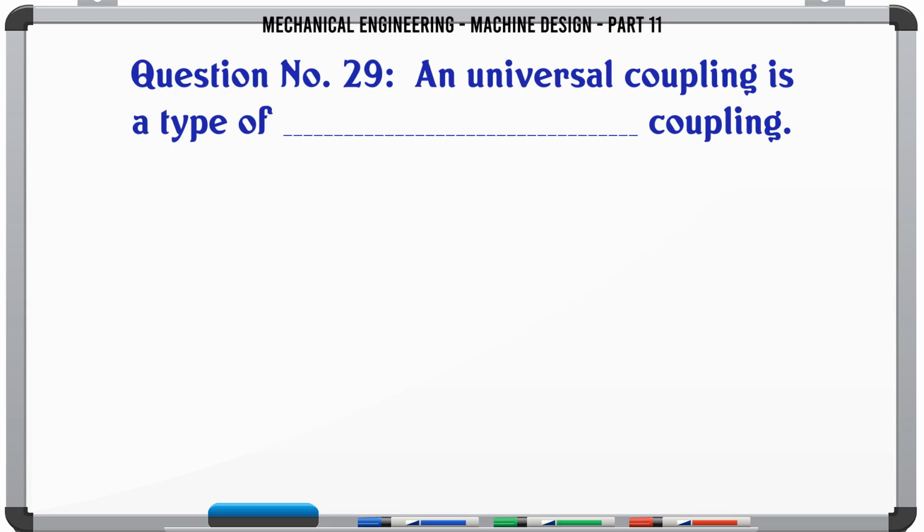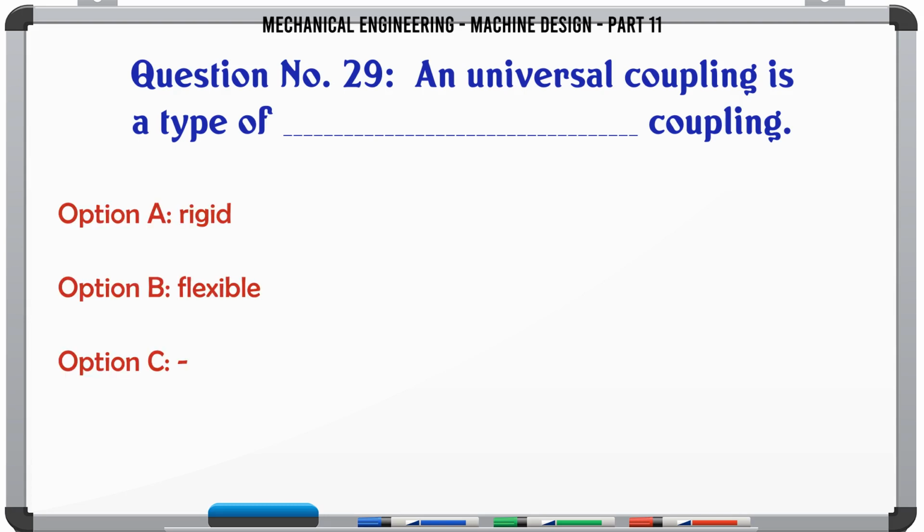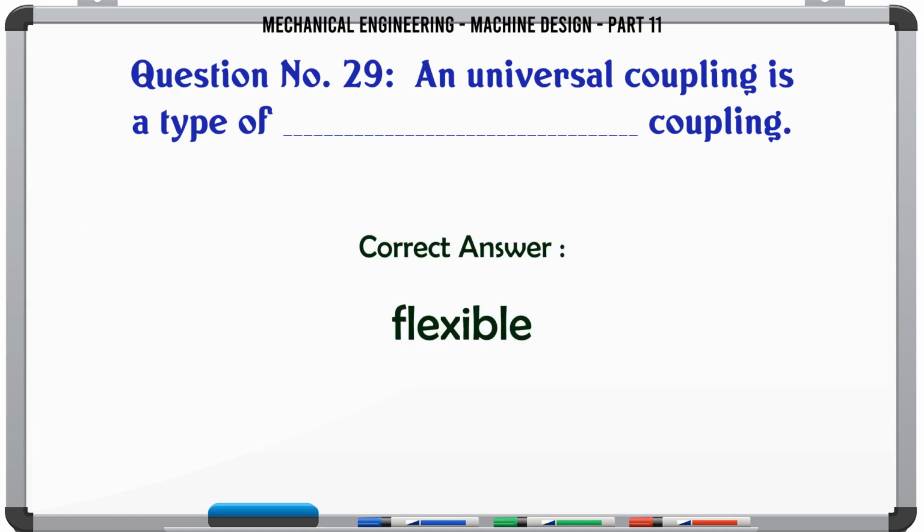A universal coupling is a type of coupling. A. Rigid. B. Flexible. C. D. The correct answer is flexible.